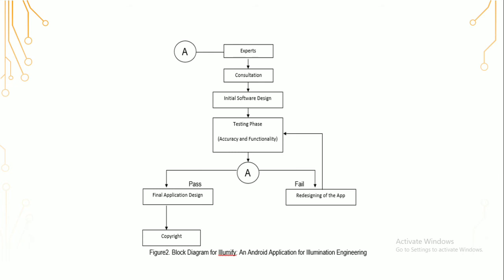The application is represented by letter A. The app will be presented to the experts for them to consult. After consulting, an initial software design will be created. After, it will proceed to the testing phase, testing its accuracy and functionality. If the app passes, a final application design will be created and will be published in the Play Store. If the application fails the accuracy and functionality test, it will be redesigned and proceed to the testing phase again.